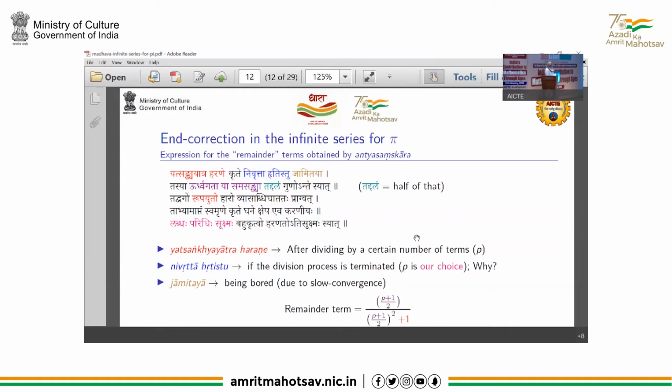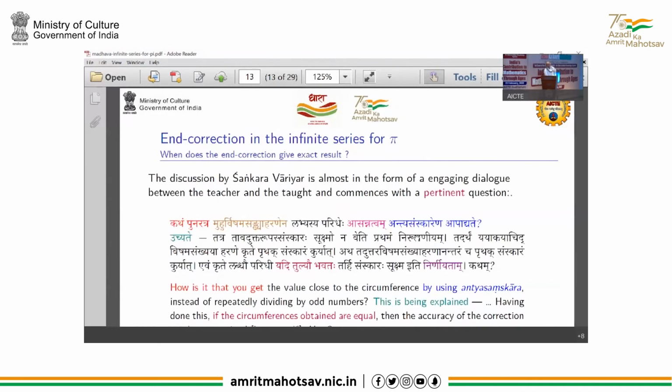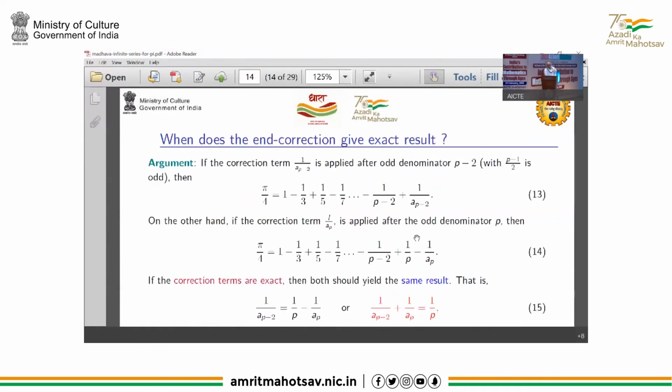I'll just tell you. Suppose you have a series like this and you terminate at some point. This is the correction term: 1 by AP minus 2 is the Antya Samskara term, let us say. Then he says, you consider one more term. Suppose you stopped at, let us say, 21.